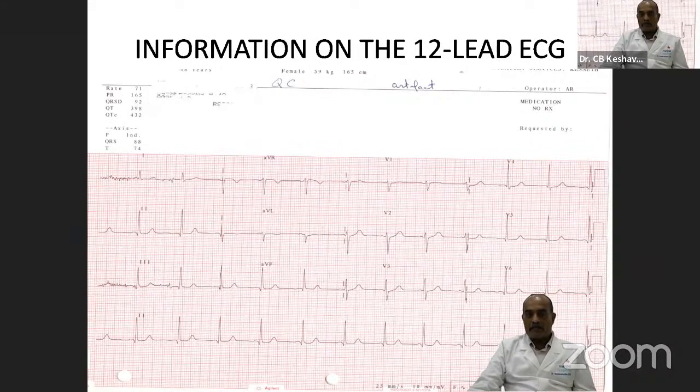The only thing you have to see is that sometimes, if there is an artifact or some gross change on the surface ECG, the machine may interpret it as myocardial infarction or artifact or something, which you have to carefully check, then make an interpretation and then sign off the ECG. Then it becomes authenticated.